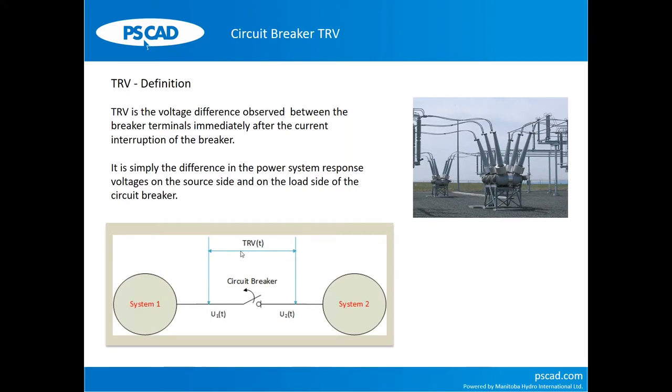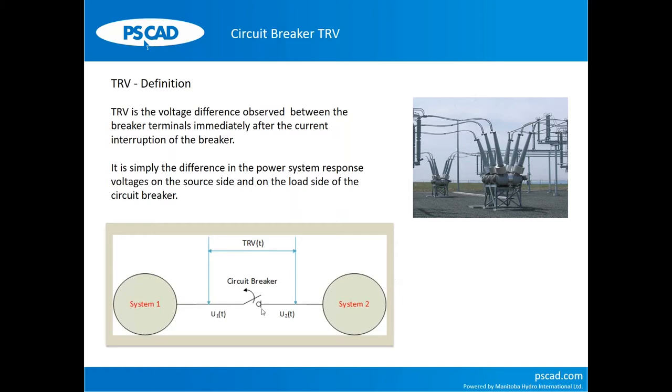If you look at this diagram, the TRV, the voltage across the breaker, is simply the difference between the voltages at the two ends. TRV is simply U1 in this diagram minus U2. When everything is settled, when the breaker is open and has successfully interrupted the current, the breaker should withstand the voltage difference between, in this case, system one and system two. That is the purpose of the breaker. But let us see what happens immediately following this current interruption.